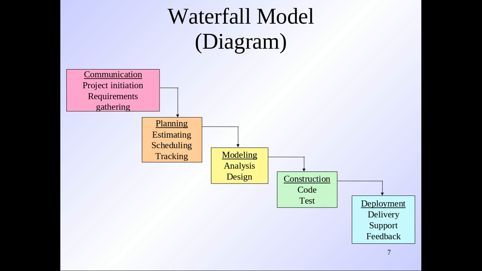On the screen, you can see the diagrammatic structure of the waterfall model. The waterfall model is also called the linear sequential model or the classic life cycle of software engineering. In this diagram, we have given the basic steps that will be implemented in a software process model. In a linear sequential model, we first discuss communication. Communication means project initiation, that means requirement gathering.